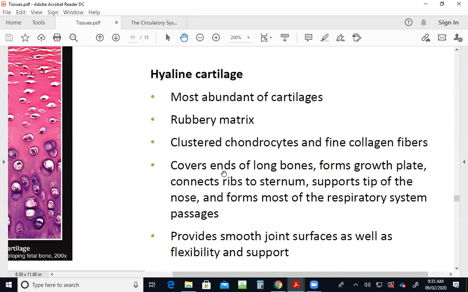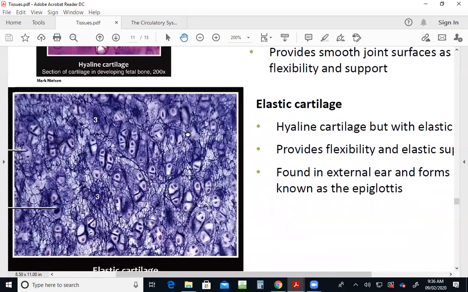We find this at the ends of our long bones to provide a slippery surface so bones aren't grinding on one another as they move. It forms a growth plate within our bones. Our ribs are connected to our sternum this way, the tip of our nose, and most of our respiratory system.